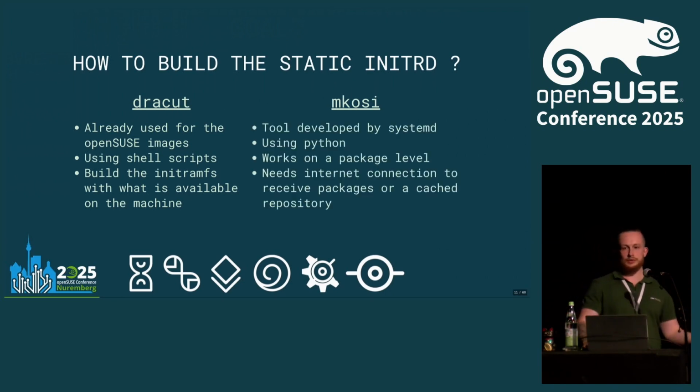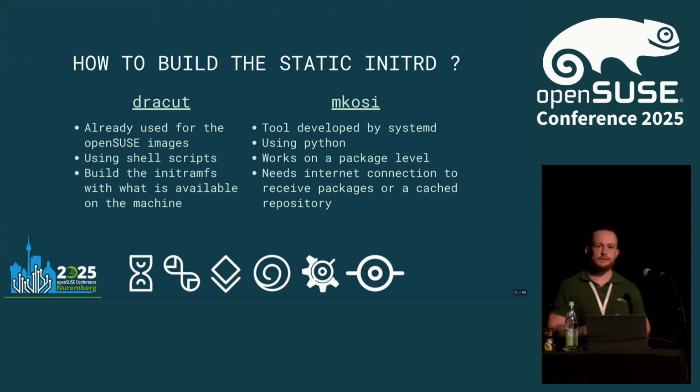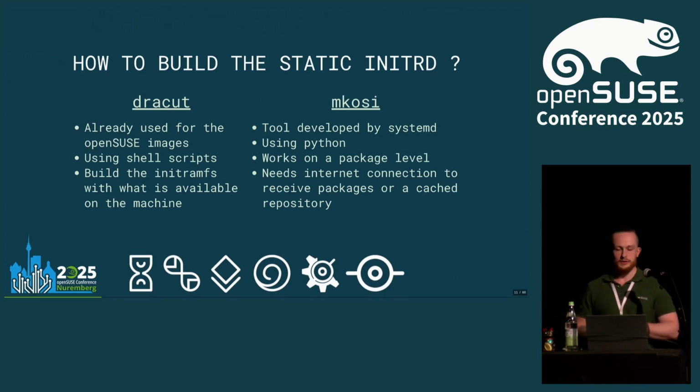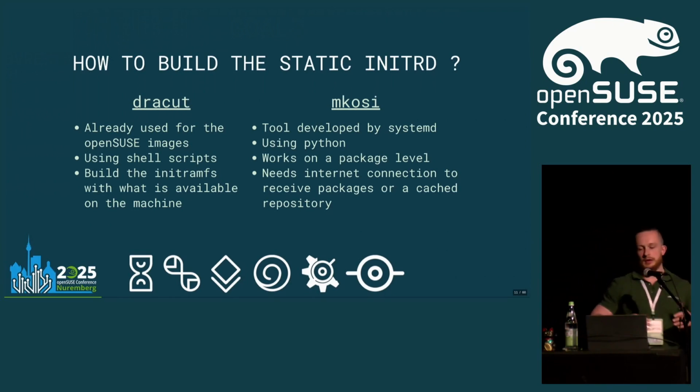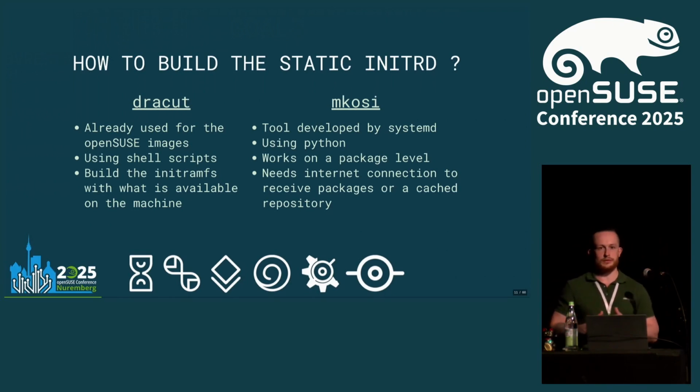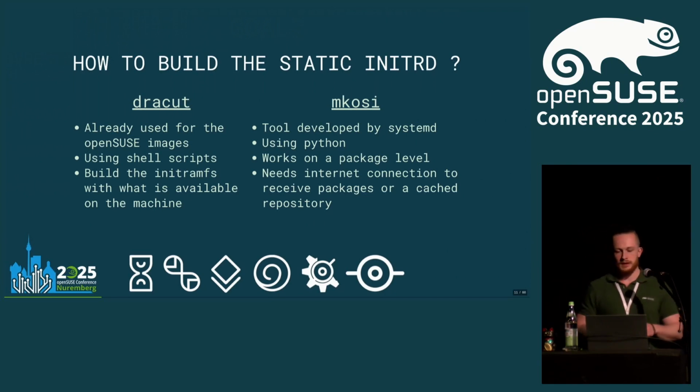On the other hand, you have mkosi. mkosi is a tool developed by systemd using Python, and where Dracut works on modules, mkosi works on packages. So it becomes more deterministic when you build your initrd. But therefore, you could eventually include some additional files that you don't want in your initrd. Also, it needs some internet connection by default to work.